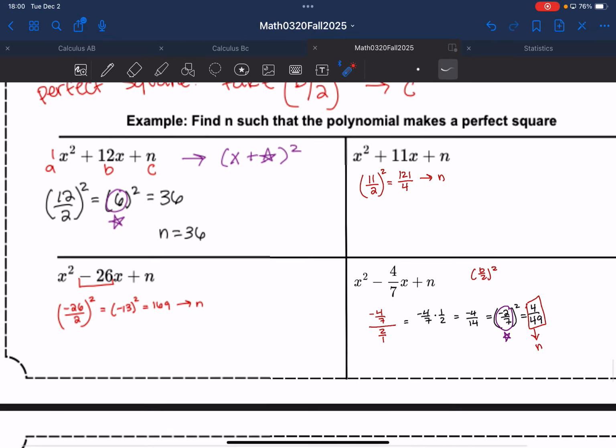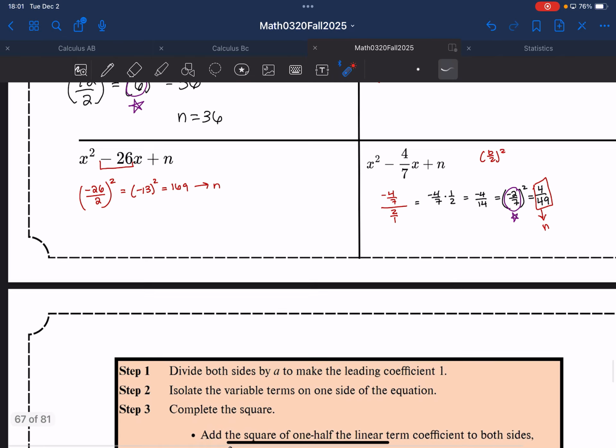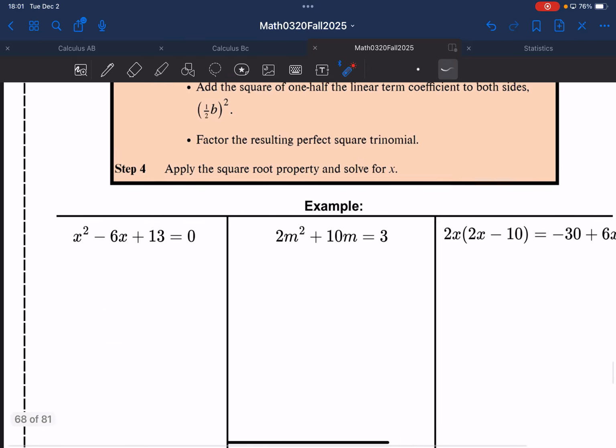And so in this step, I tried to break it down so it didn't get too confusing. Maybe we should have just gone all the way through. But in this step, we are only doing the first step of completing the square. And that first step is to find n. And you'll see it more when we're looking at an actual example.